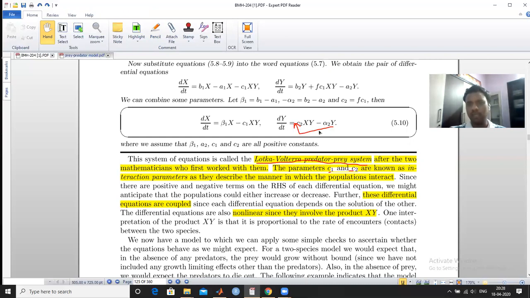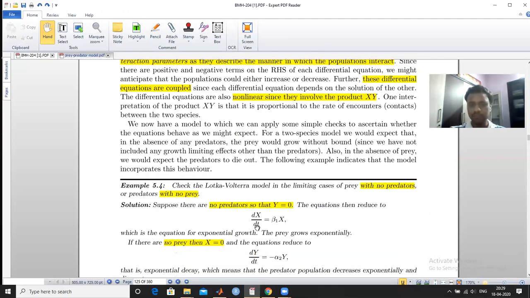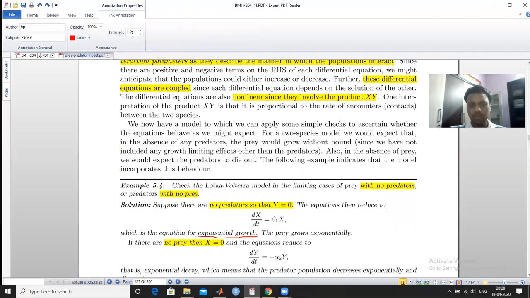Predator is none means the rate is 0, so constant. But what will be the equation for dx over dt? The equation will reduce to beta 1 x. So dx over dt is equal to beta 1 x. And what is this? This is nothing else but the exponential growth model. The solution of this differential equation will be exponential, of the type C naught e to the power beta 1 t.